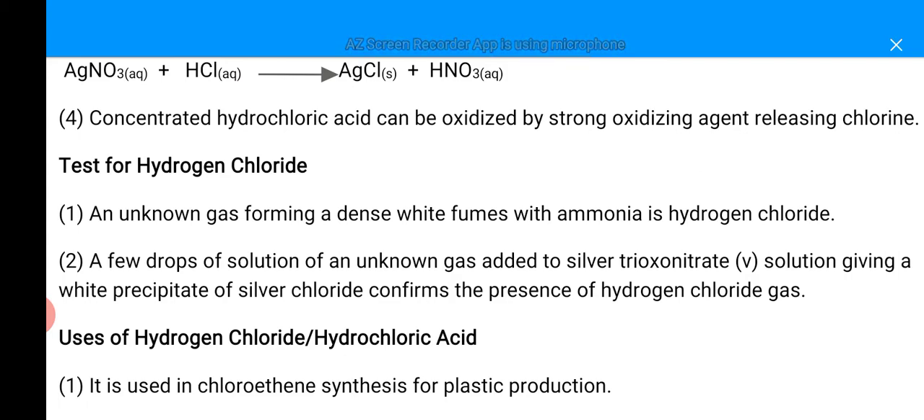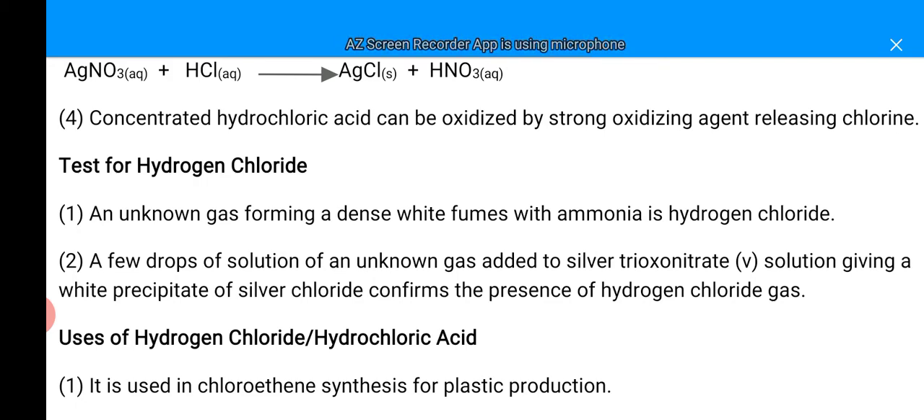For the second one, with silver trioxonitrate(V), add a few drops of silver trioxonitrate(V) solution to a gas jar containing the unknown gas. Then shake. If the gas is hydrogen chloride, a white precipitate of silver chloride will be formed. When silver chloride is formed, that means the unknown gas was hydrogen chloride gas.